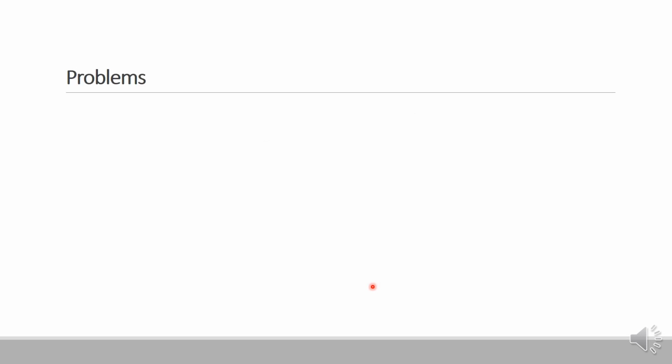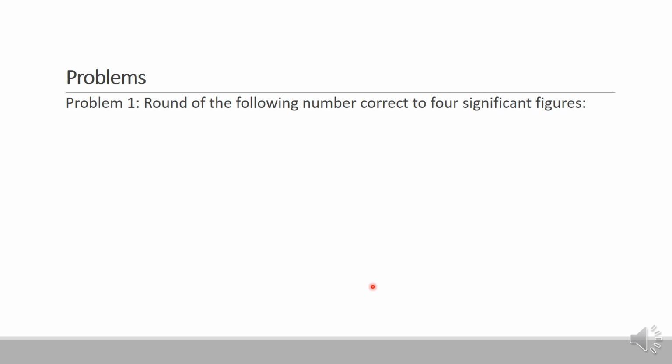Let us see some problems. Round off the following numbers correct to 4 significant figures. So here for the first one, 3.26425, the value after the 4th digit, that is 4 significant figures, isn't it? So you consider 3264. Now the value is 2 here, which is less than half of the unit, that is which is less than 5. So it is left unchanged. So it is 3.264.